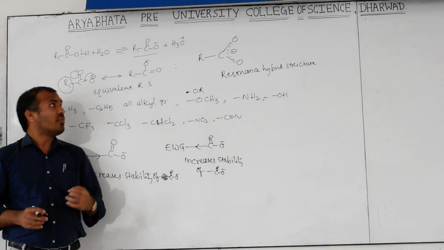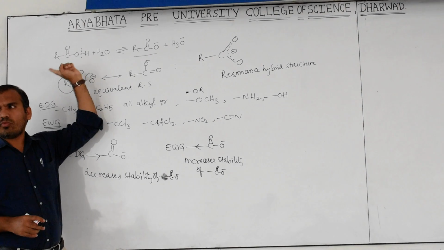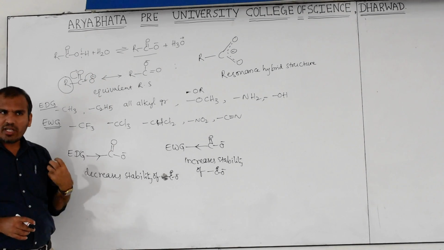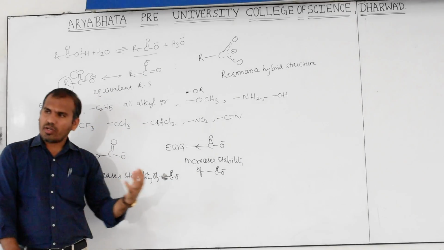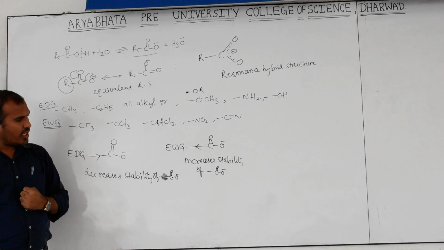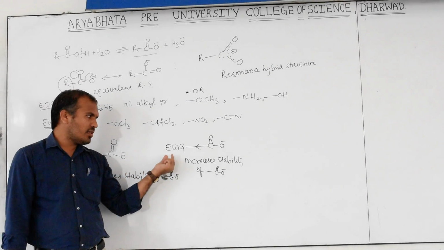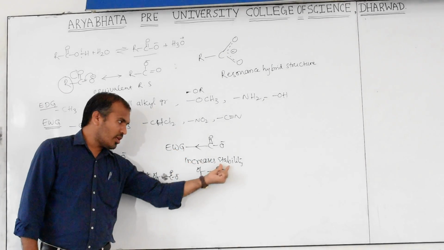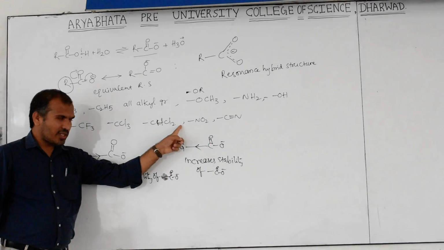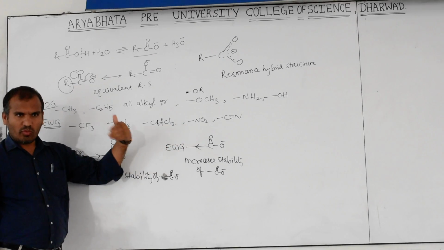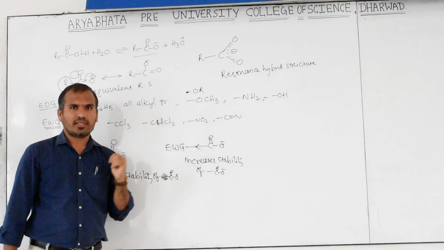Then already we know that if this anion is more stable, then this acid is more acidic. Which will increase the acidic nature: electron donor groups or electron withdrawing groups? Electron withdrawing groups increase the acidic nature, because they increase the stability of this anion. So if this type of group is present, the acidic nature is more. If the other type of group is present, the acidic nature is less.